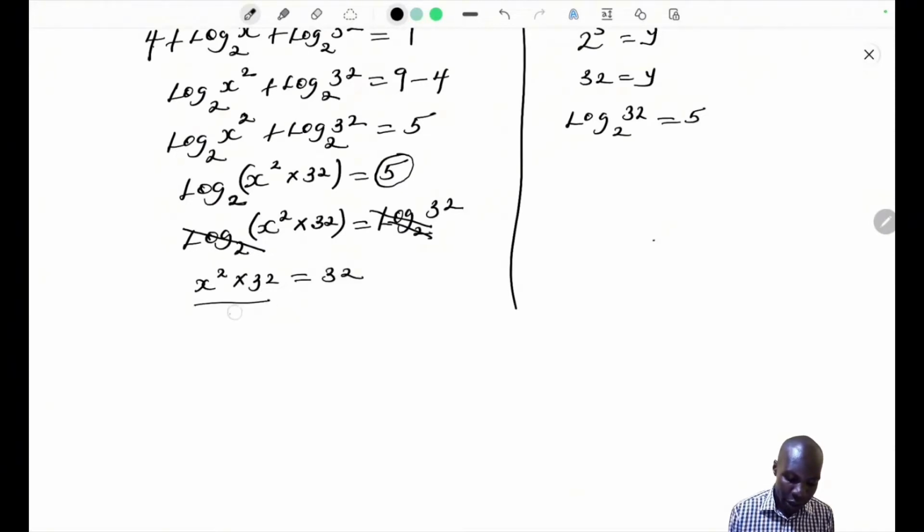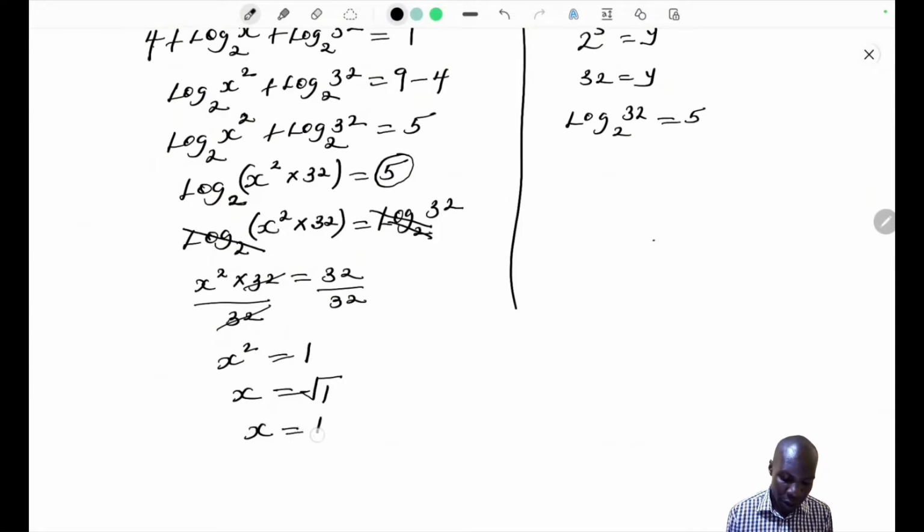So divide both sides by 32. So x squared is equal to 1. So x is equal to the square root of 1. So x is equal to plus 1 or x is equal to minus 1. And that is the answer for that.